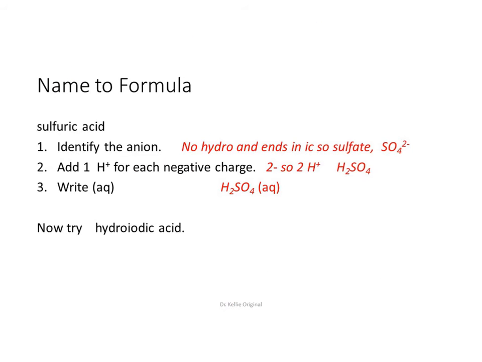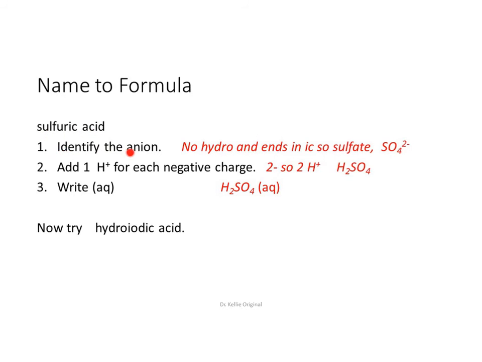All right, let's go the opposite direction, going name to formula. Going name to formula, the procedure is pretty straightforward. First of all, when you're going name to formula, it's really easy to tell when you have an acid because you see the word acid there. So let's take a look at an example. You're told you need to write the formula for sulfuric acid.